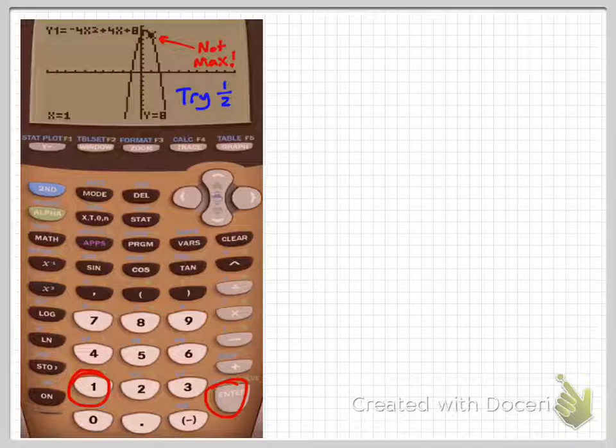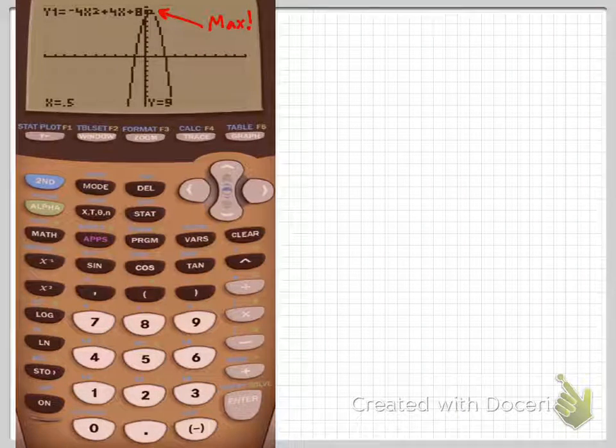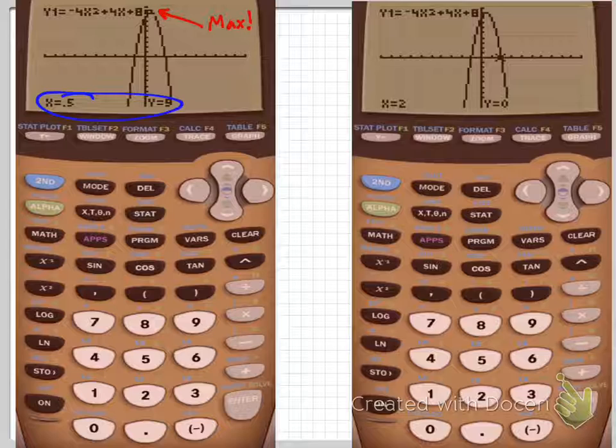The maximum, we are going to try a half, and I'm going to type in 0.5 for that. So you type in 0.5 and then press enter. And you notice the value it gives you is the maximum, 0.5, 9. That is a point for our graph. And what I'm going to do is I'm just going to get some other points here. For example, when I press 2, I notice I got 0 for the y, so that's going to be another point for our graph.